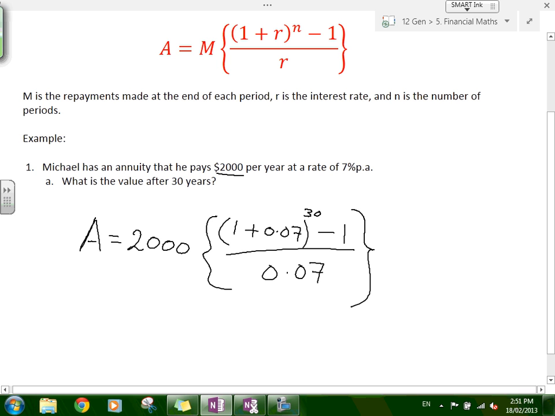Now, an extra thing you have to be mindful of with this formula is that it's easy to make an error with your calculator. Make sure you put plenty of brackets. I would suggest when you're working it out, put brackets around the top and the bottom, so that it's clear. So let's see if we can find what the value is after 30 years.